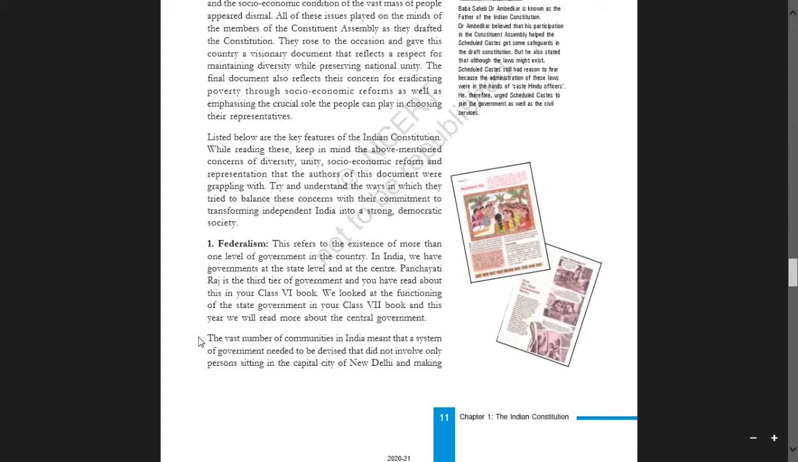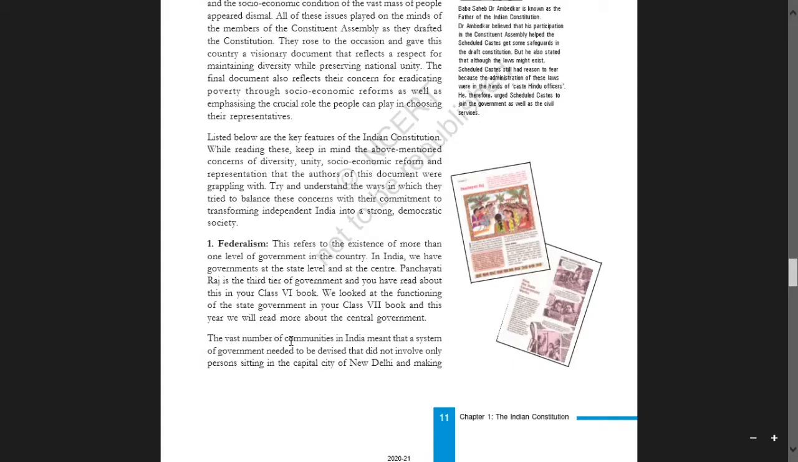Village level government we have learned. Then about state government also you have learned in your earlier classes. So now, this year we will read more about the central government, where we have the Prime Minister, then the Defense Minister, etc.